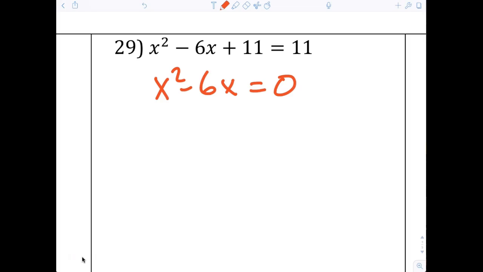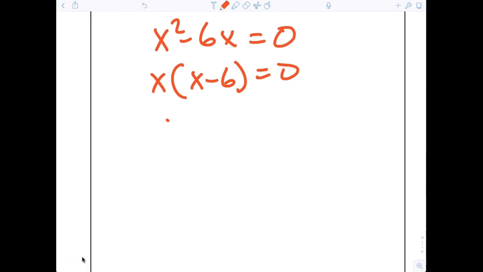Now you just have to figure out what type of factoring that is. There's a common x. GCF. Factoring out an x, I'm left with x minus 6, equals 0. Exactly. All right. So now x is equal to 0 or x equals +6.